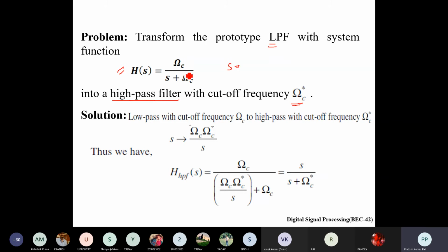It is an analog transfer function of a low pass filter, so we will be replacing one analog transfer function with another. The s value for the high pass filter is replaced by omega c into omega c star divided by s. Whenever s appears in the transfer function formula, we replace it by this term. After solving, we get this, which is the transfer function of a high pass filter with the cutoff frequency omega c star.